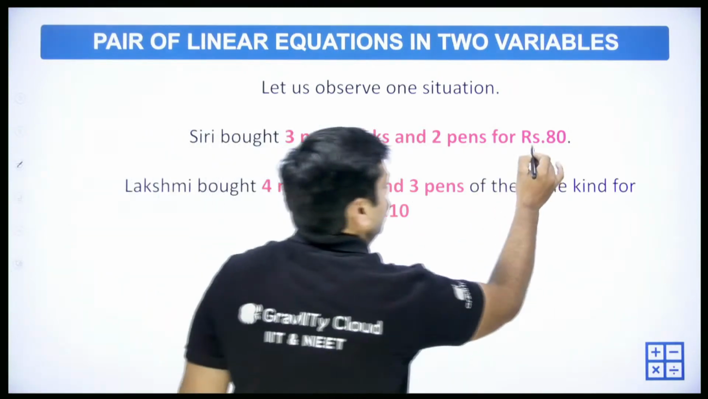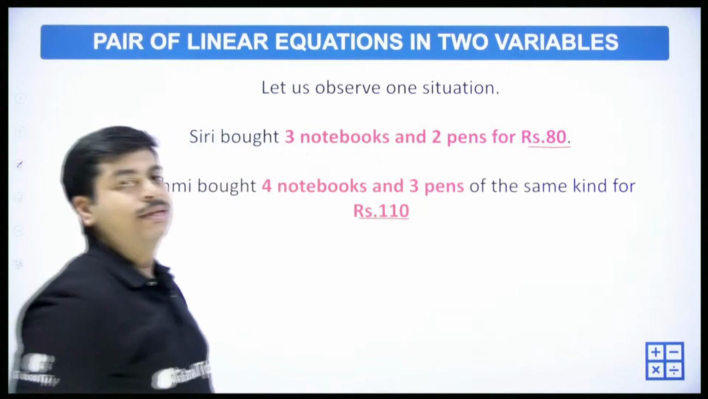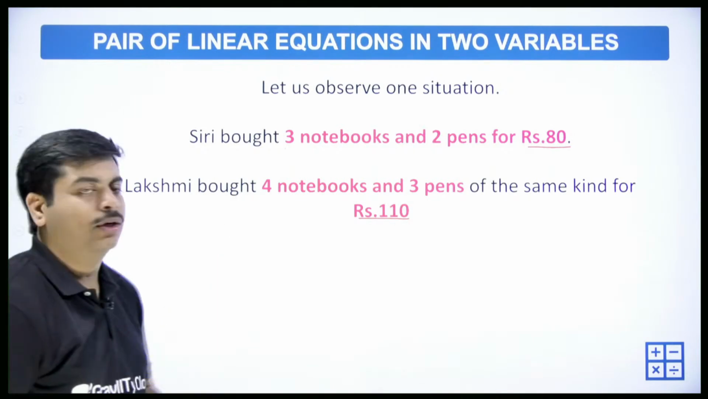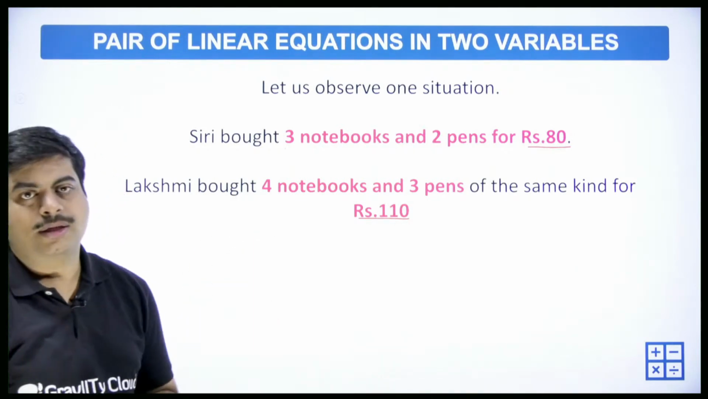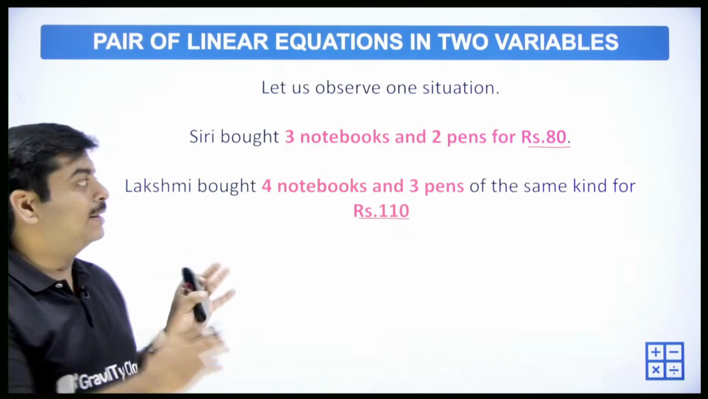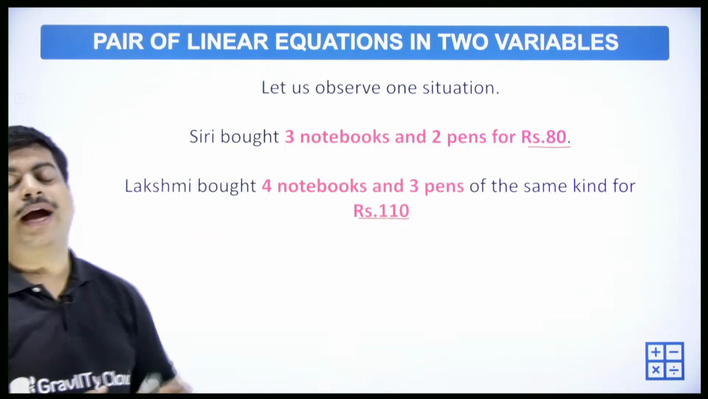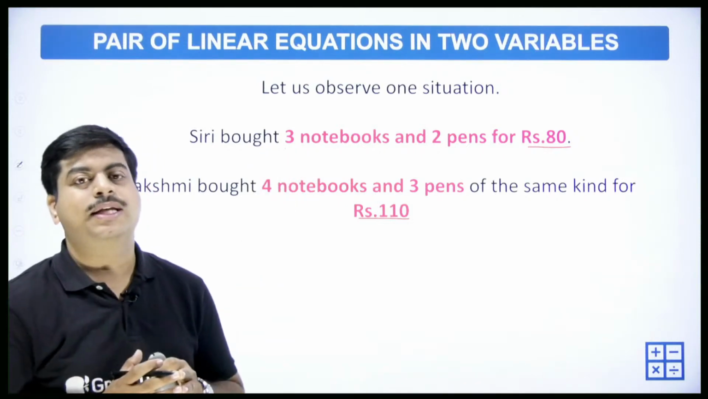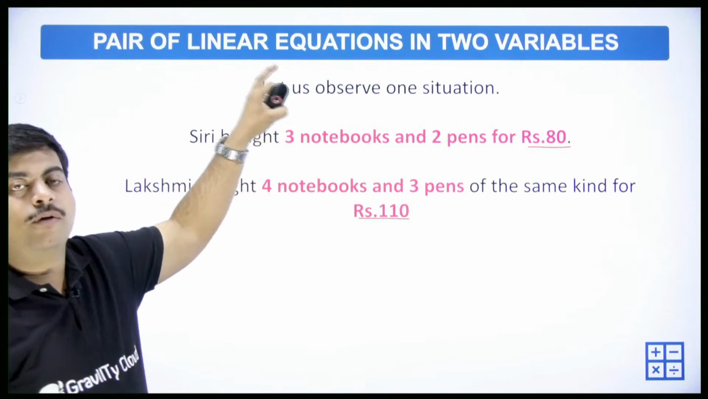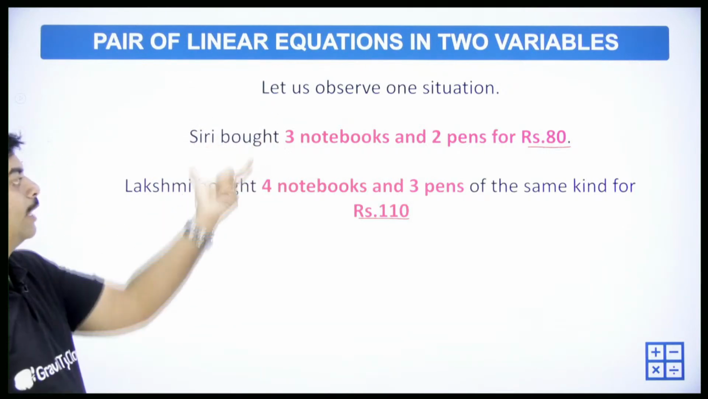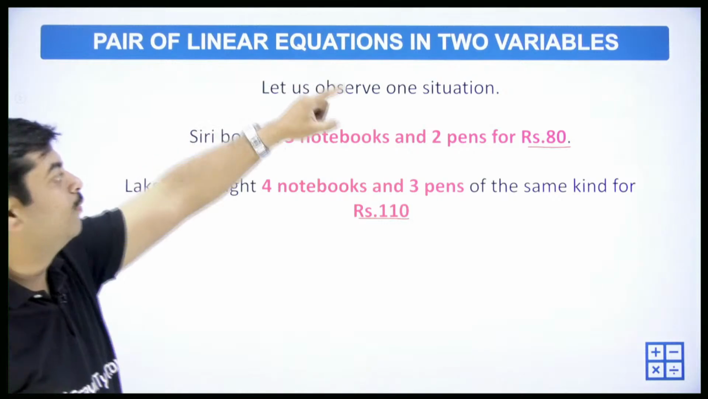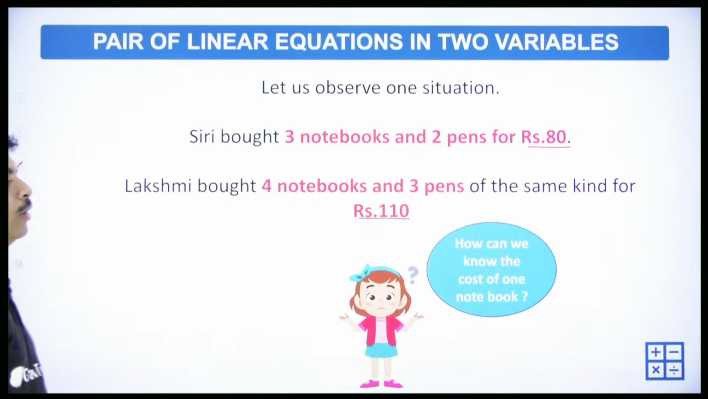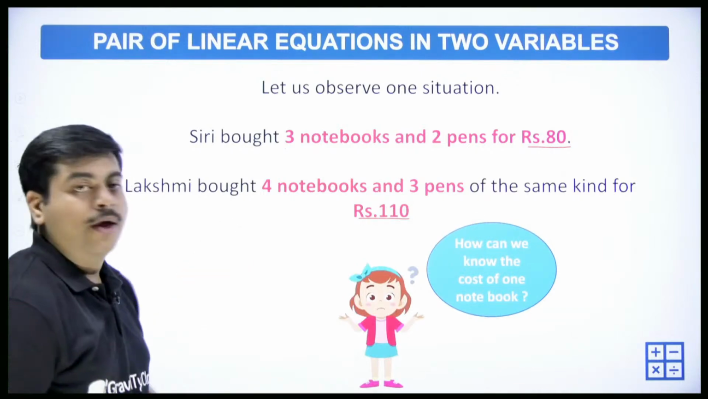So here the total cost is 80 rupees, and here the total cost is 110 rupees. Now the point is, how to find the cost of each notebook and each pen. How to represent this mathematically, and then find the values? These situations we are going to discuss in this topic of pair of linear equations. There are two situations, so a pair, and two variables, one is notebook and one is pen. So how can we know the cost of one notebook or one pen?